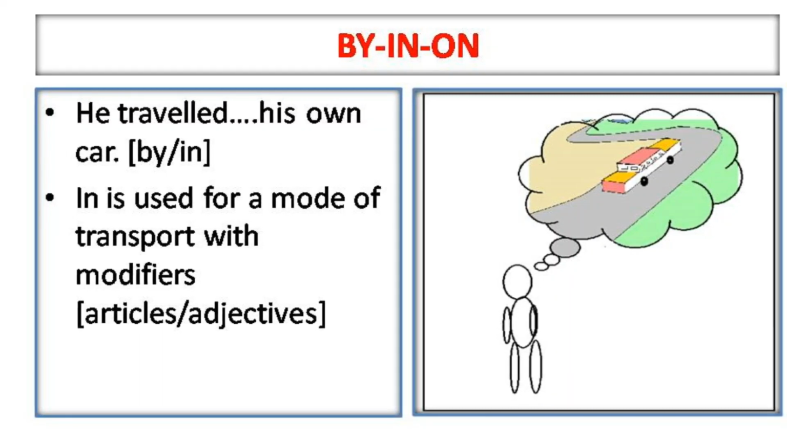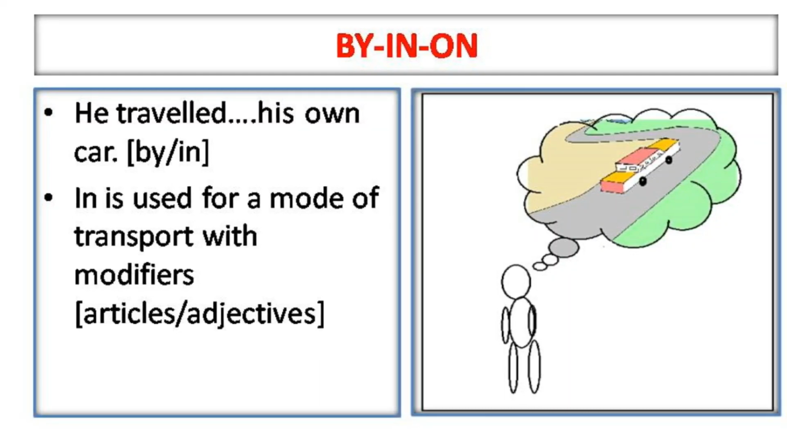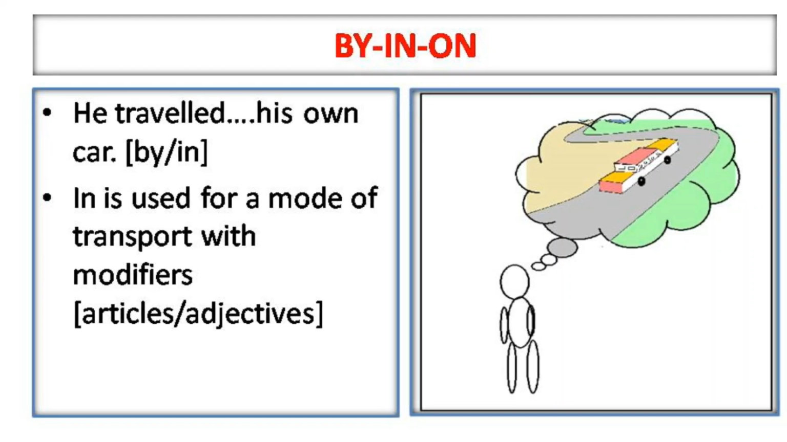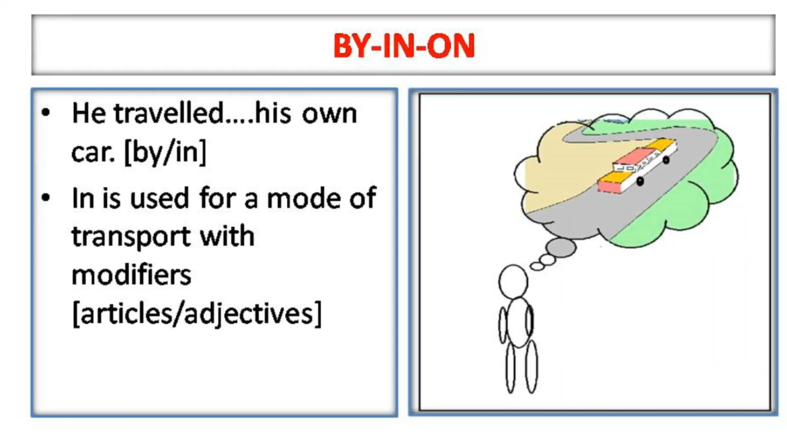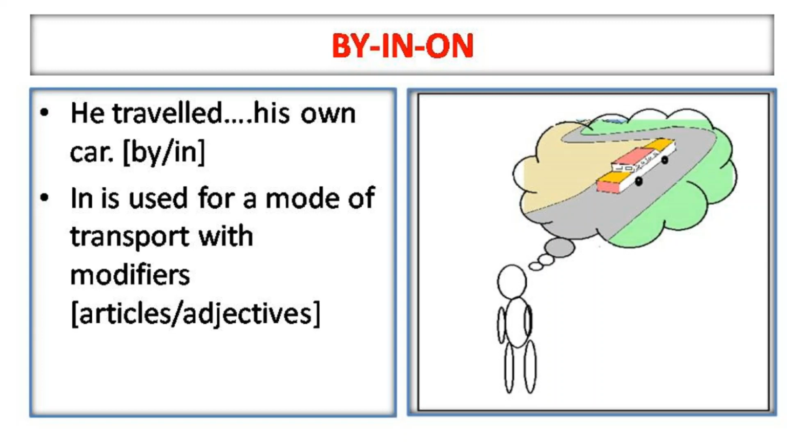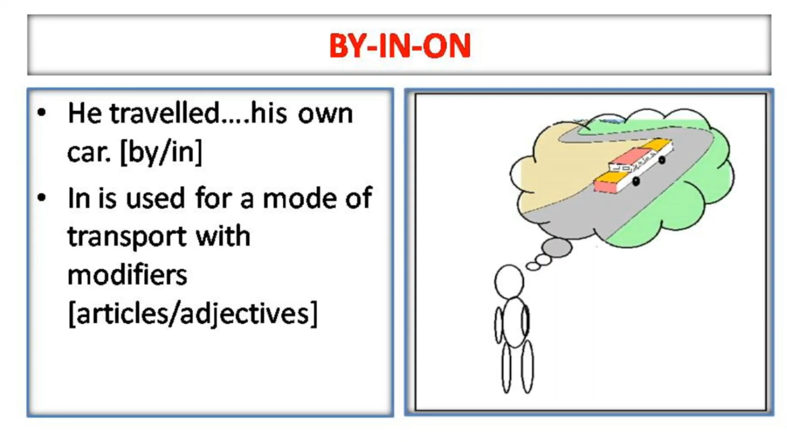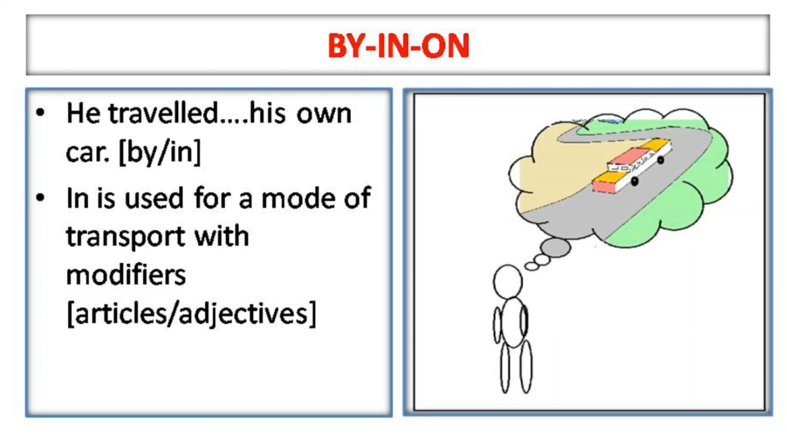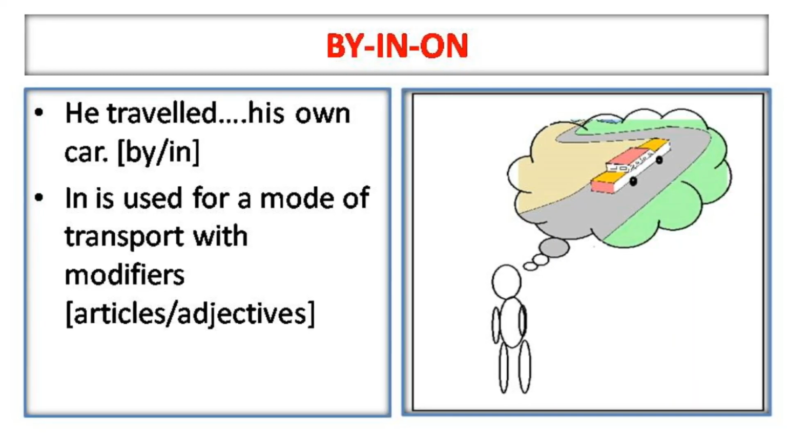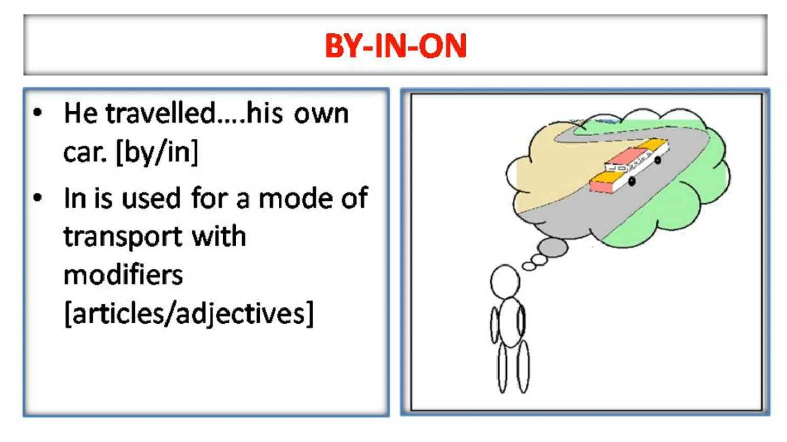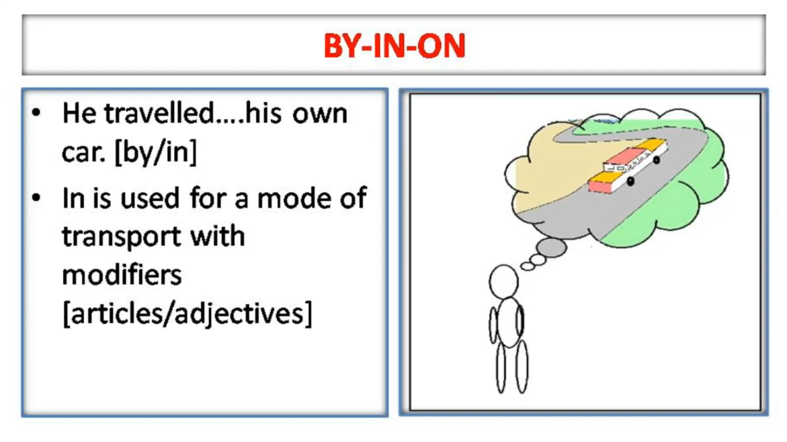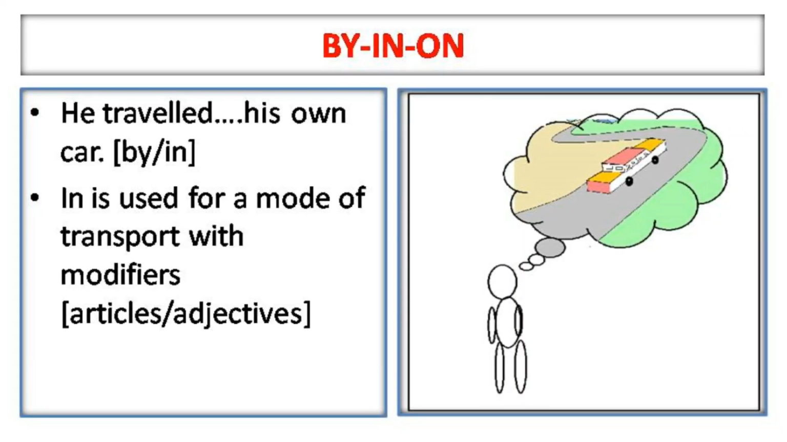By, in, on. He traveled dash his own car, by his own car, in his own car. In is used for a mode of transport with modifiers, articles or adjectives.